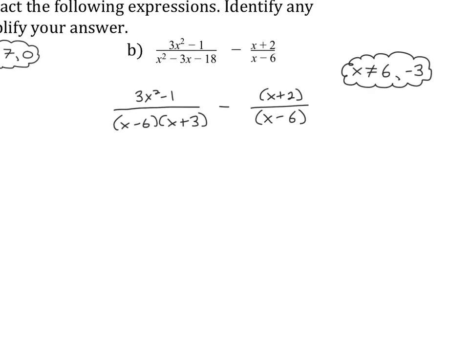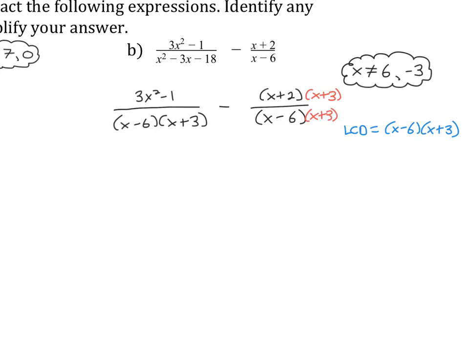And then before we subtract the two expressions, you'll notice that the denominators aren't the same. So we need to figure out what our LCD is. So our LCD is going to be x minus 6 times x plus 3. So both denominators need to be this exact expression before we can subtract. So actually the denominator on the left is ready to go, but the denominator on the right, we're missing x plus 3 as our factor. So we do need to multiply by x plus 3 in the numerator and the denominator.